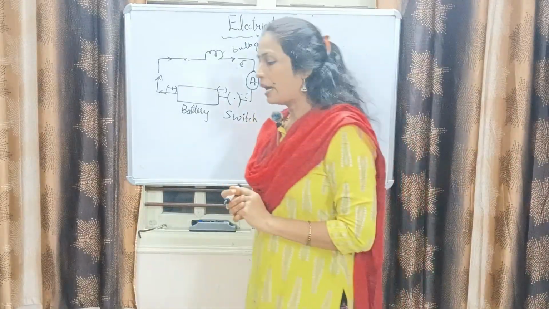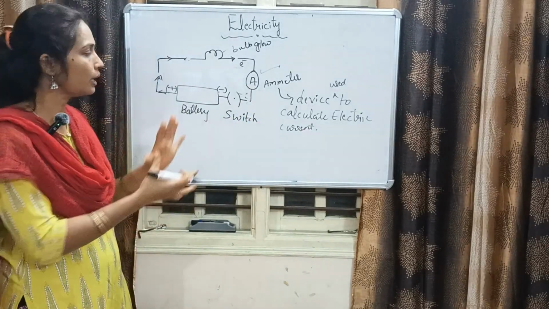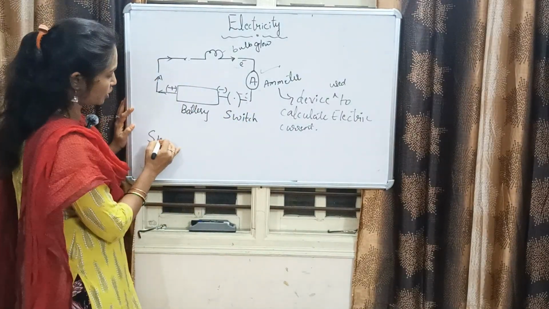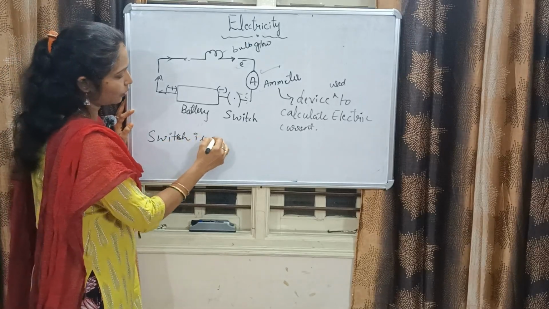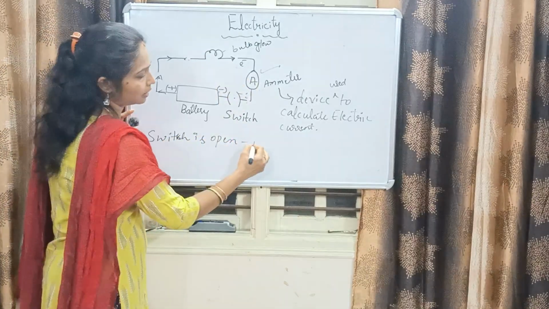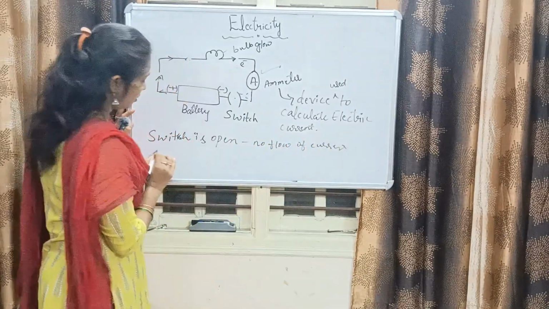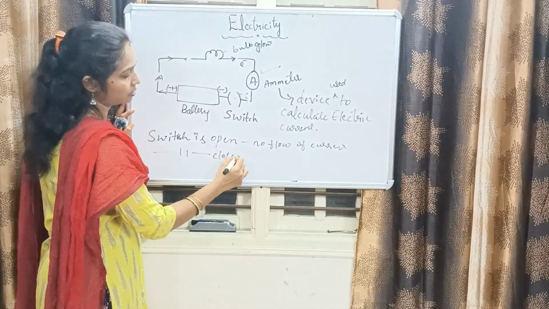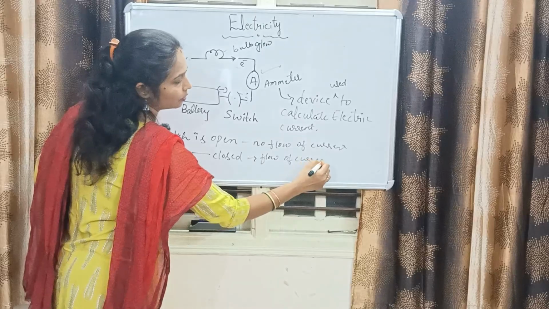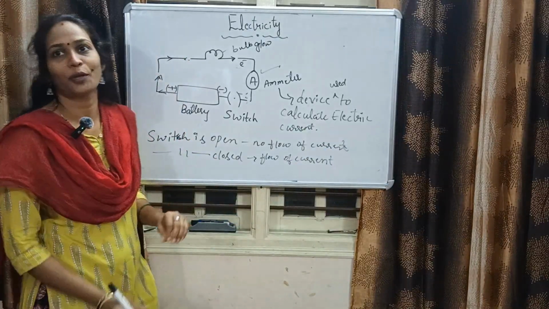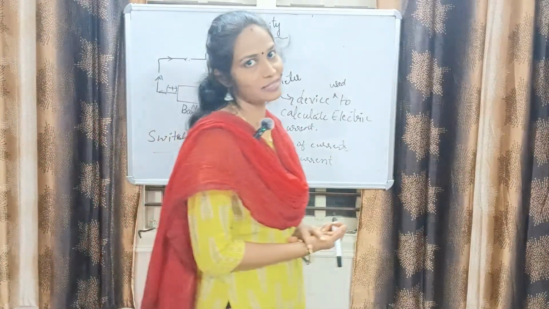Don't forget this one. About the switch in a battery circuit: whenever the switch is open, there is no flow of current. Got it, guys? Whenever the switch is closed, there is a flow of current. So don't forget this. This is very important. Please go through this properly.